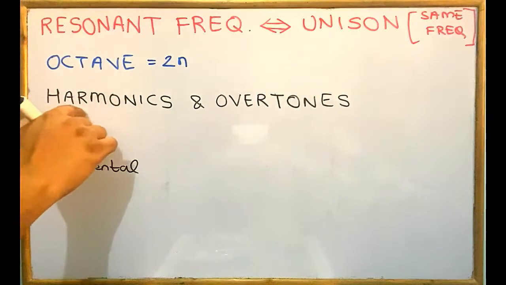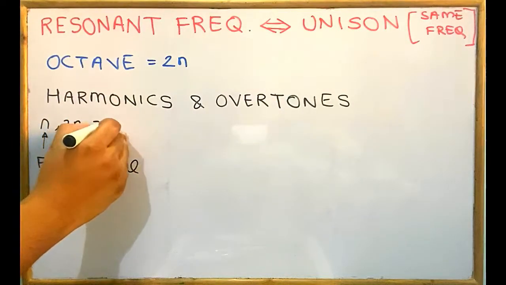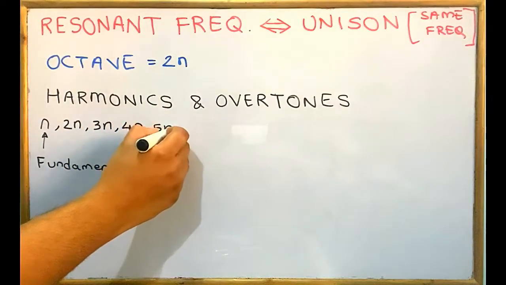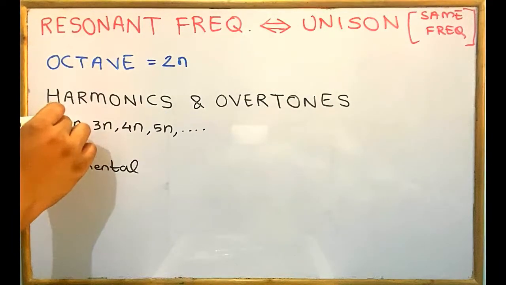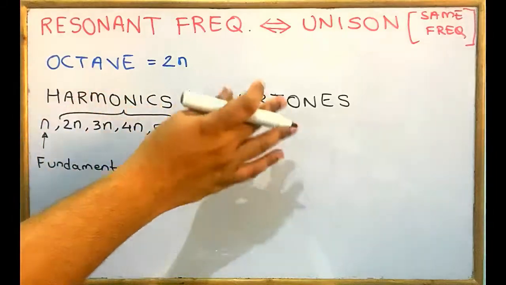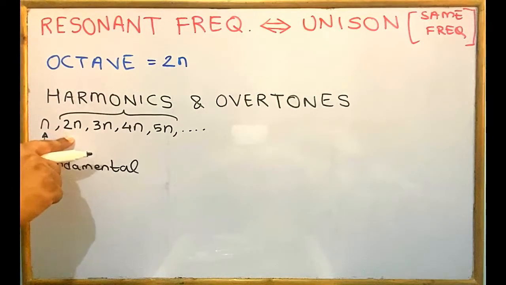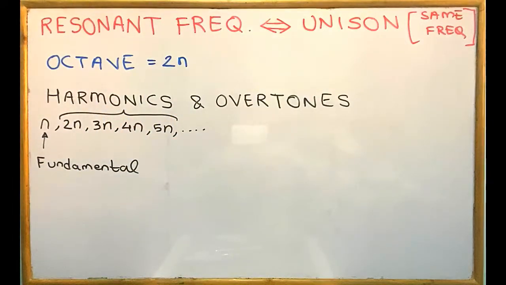Now, what do we mean by this word harmonics? Harmonics is very simple. All it means is multiples, all of these and more. That is the meaning of this word harmonics. Harmonics basically means multiples of the fundamental. The first one is the fundamental, this is the second harmonic, third harmonic, fourth harmonic, fifth harmonic, and so on. So it's very simple, this word harmonic.